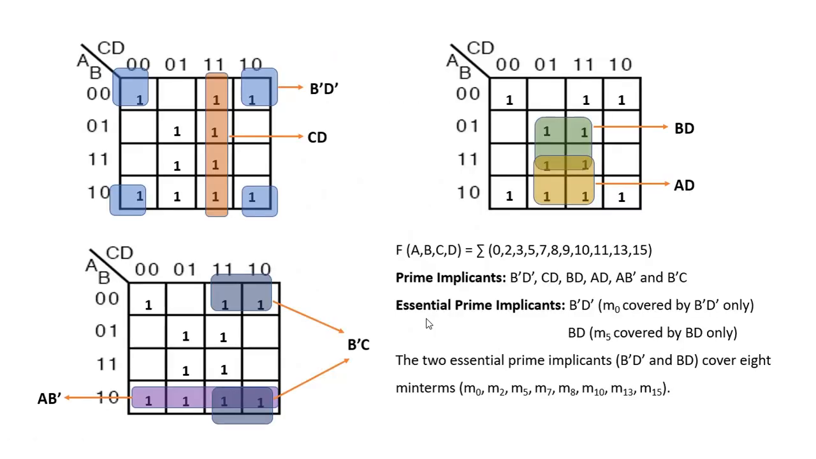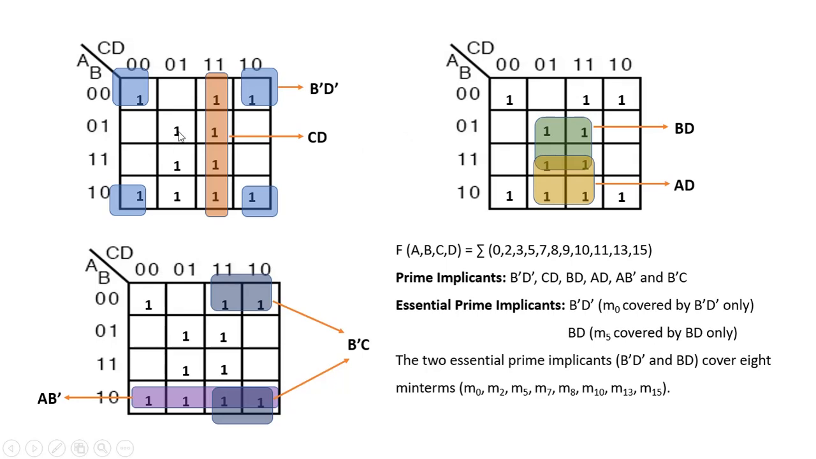So now we will form the maximum number of ones. We will combine the maximum number of ones. First we will see this one. This can form a quad with these three ones. If we write the expression term for this, it will be B bar D bar. Then for a prime implicant we have to combine the maximum number of ones, so we can combine all these four ones, and it will form CD.